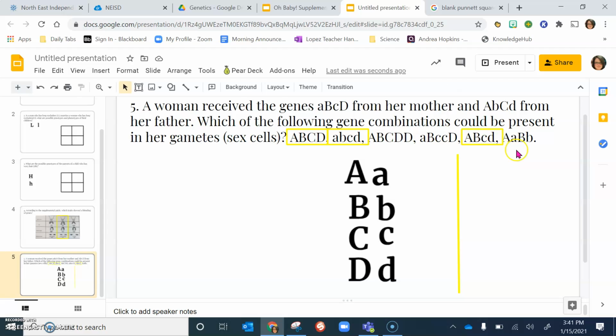And then that big A, little a, they can't share. That's not 50%. She would be giving 100%. So that will not work either. So I hope that helps you understand.